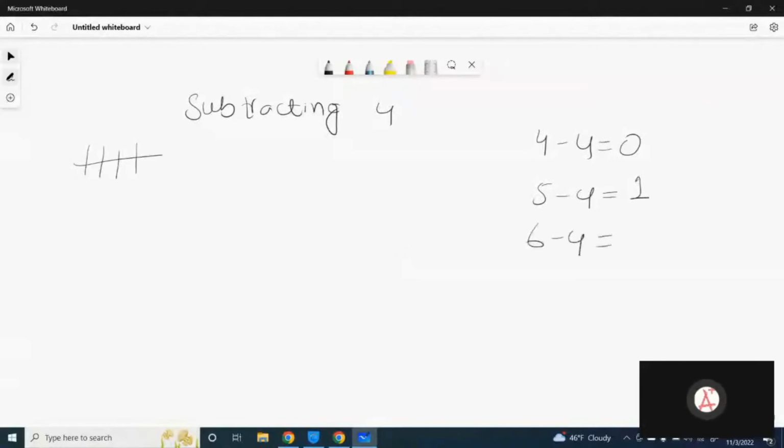Then 6 take away 4 is 1, 2, 3, 4, 5, 6. You have 6 lines. Just remove 4 of them. How many lines you are left with? 1, 2. So 6 take away 4 is 2. Got it? 6 take away 4 is 2.